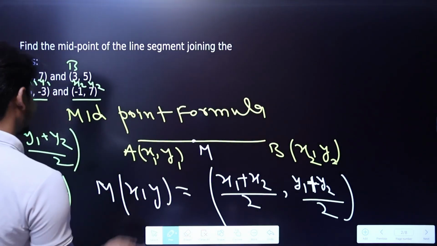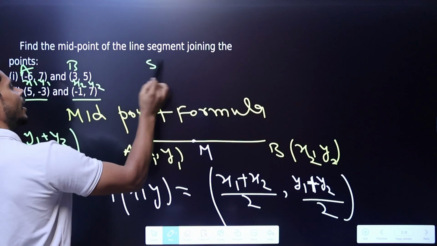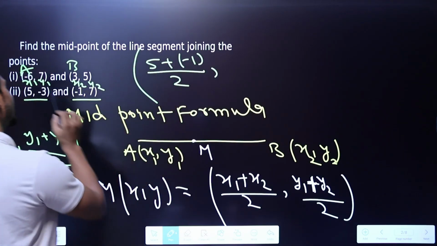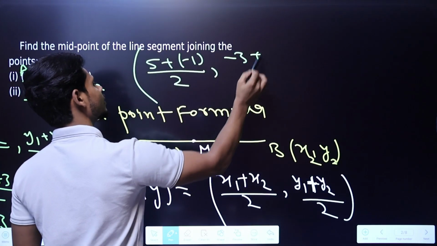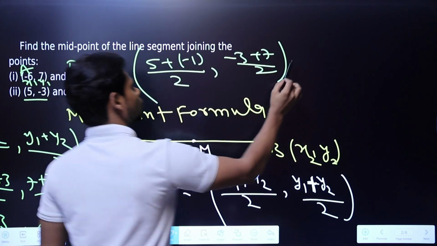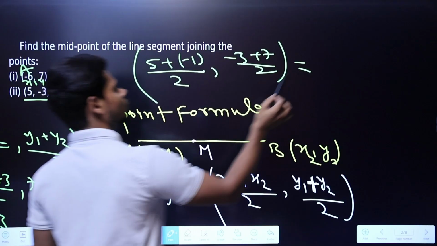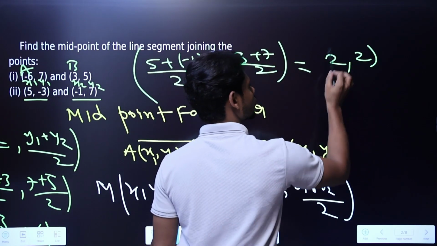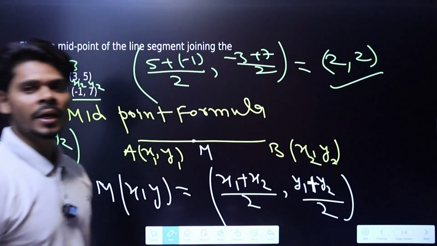Similarly you can do this one question again, same to same. I'm doing it directly: x1 plus x2, so 5 plus minus 1 divided by 2, and y1 plus y2 will be minus 3 plus 7 divided by 2. So it comes out to be 4 divided by 2, which is 2, and again 4 divided by 2, that is 2. So 2 comma 2 will be the answer for the second part.